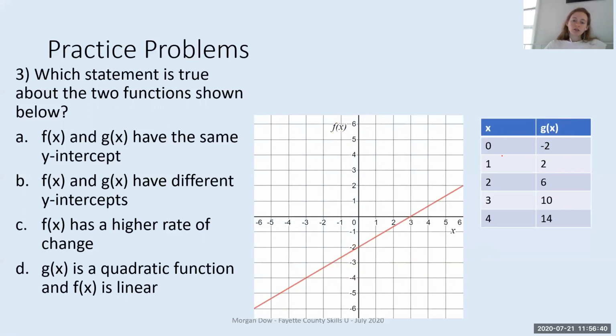So let's take a look and see what we can notice. Let's see what we can notice about these two functions. So we already noticed that f of x is a linear function. It has a y-intercept of -2. And because I remember from the previous slide, I also remembered the slope here is 2/3, 2/3 for f of x.